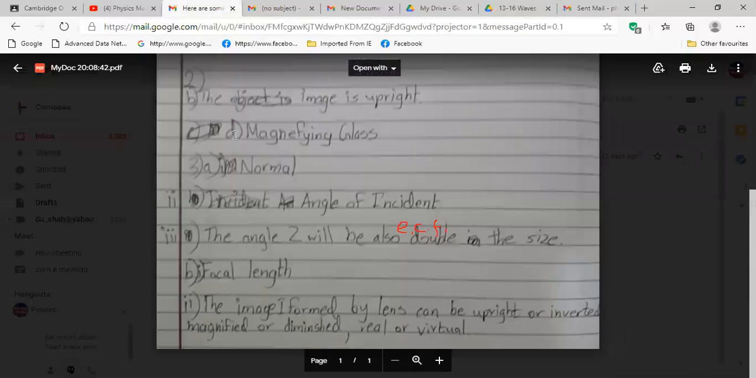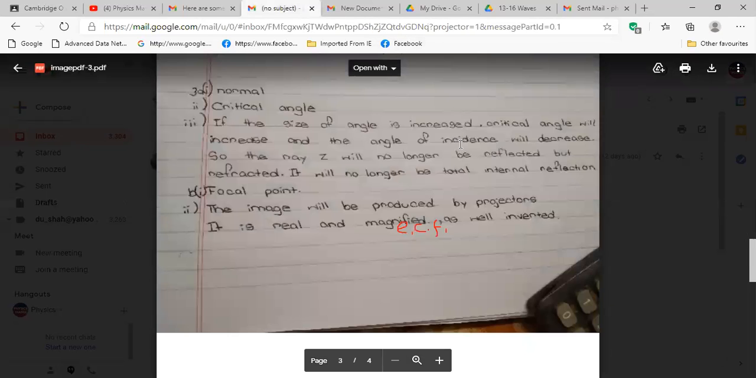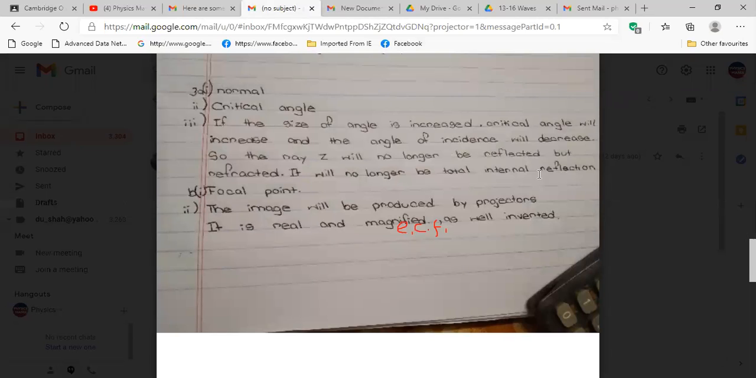So what we get here, the angle Z will also double in size, correct? Give a tick. If the angle of incidence will increase, the size of the critical angle will also increase, so the Z will no longer be totally reflected. So you wrote it correctly. Monica, you give a cross here, you just write Z will also be double, right?